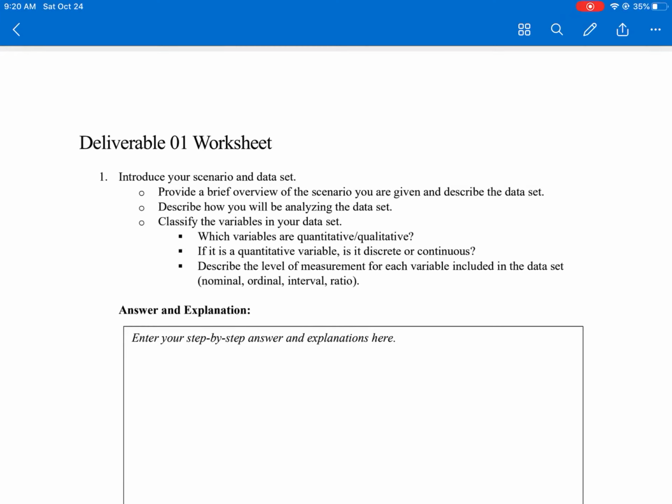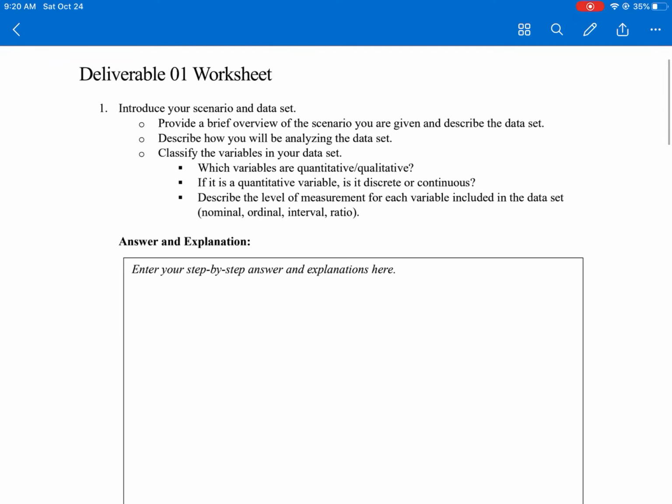So for question one, introduce the scenario and your data set. Provide a brief overview of the scenario that you are given and describe the data set. Then describe how you will be analyzing this data set. That's just looking at your job classifications and your salary, so you're giving a brief overview there. Here's where some people may be getting a little confused.